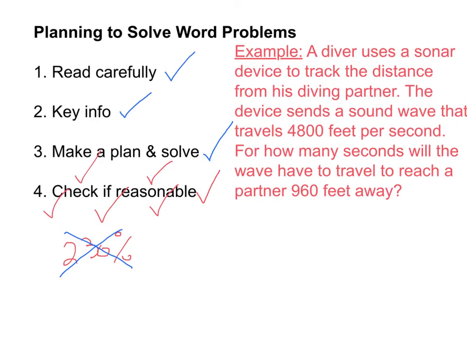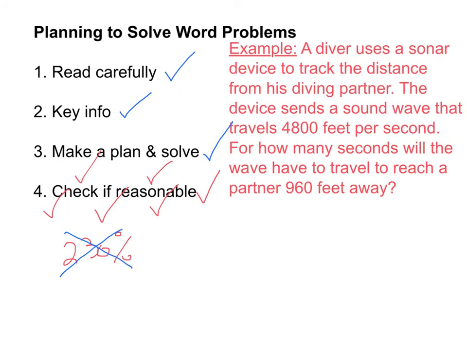A diver uses a sonar device to track the distance from his diving partner. The device sends a sound wave that travels 4,800 feet per second. For how many seconds will the wave have to travel to reach a partner 960 feet away?